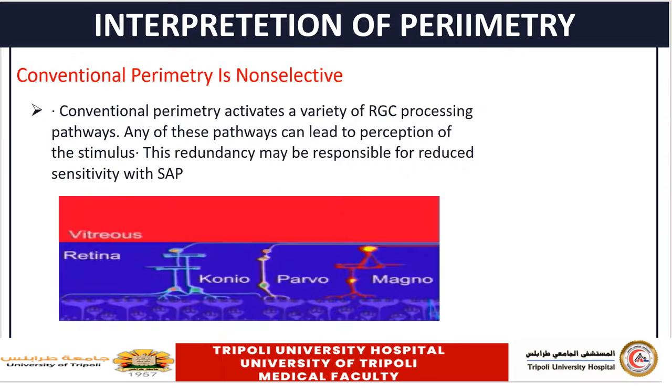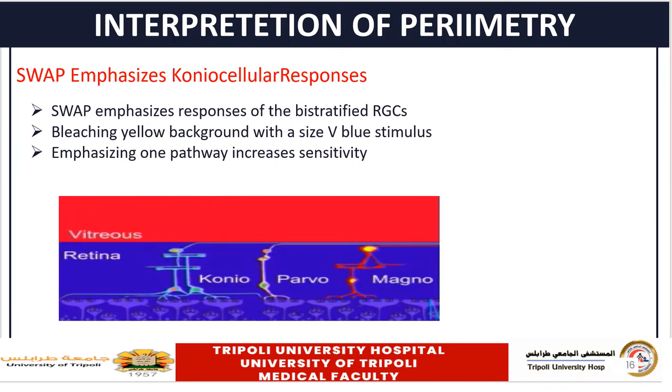For example, the short wavelength automated perimetry. Now, as I said, the conventional perimetry is not selective because it tests a variety of the retinal ganglion cells in the whole retina. However, we will see that short wavelength automated perimetry selectively targets a special type of ganglion cells. So this is what's called white on white perimetry. The white stimulus will stimulate all cells together.